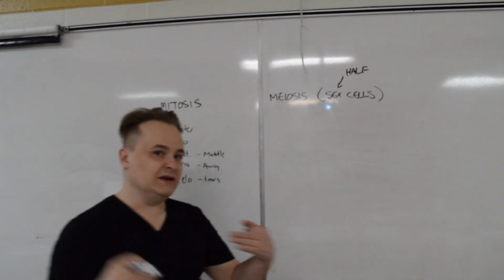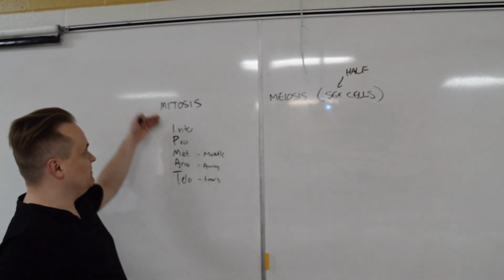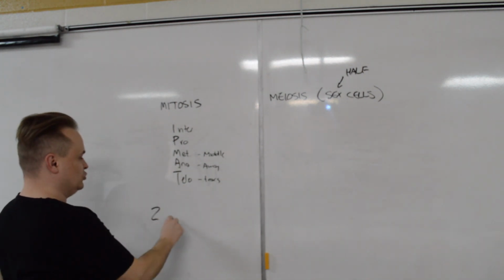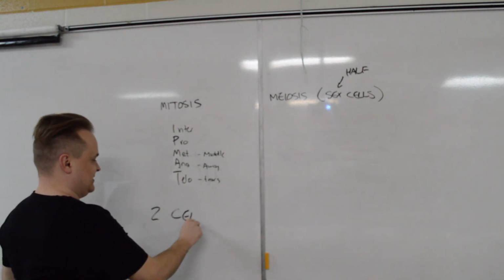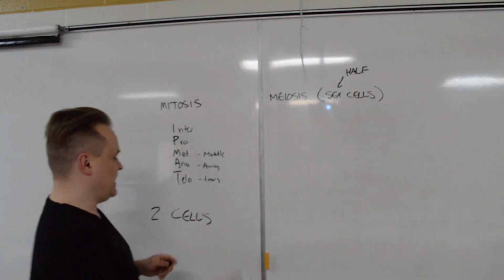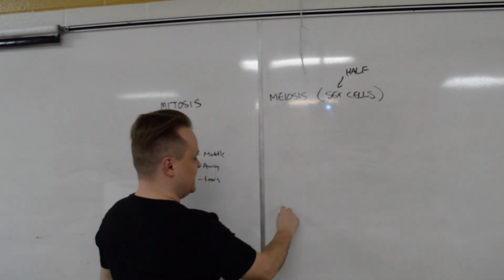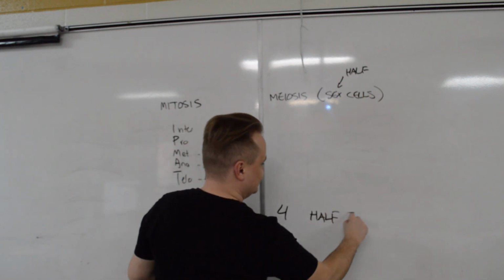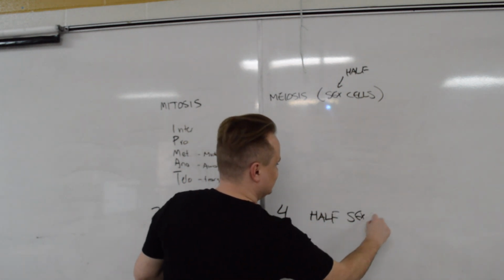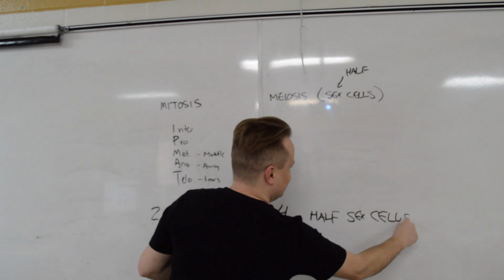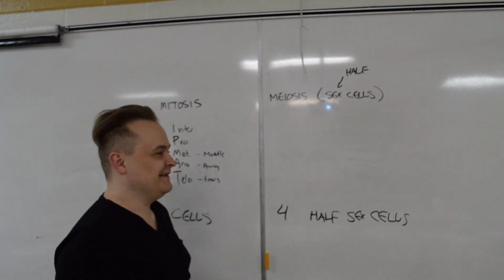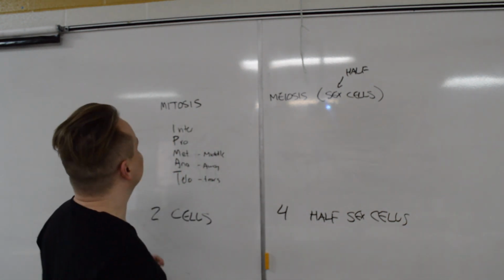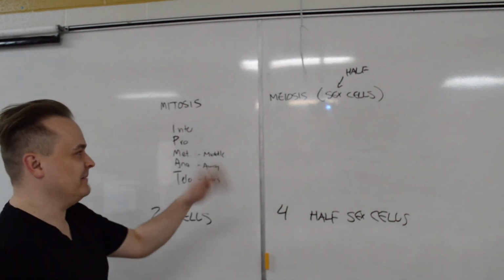So sex cells, and I would also say half. Don't worry, you don't need to write this right now. Just know that mitosis makes 2 cells, right? In the end, meiosis makes 4 half sex cells. Sex cells. Get it? Money? Never mind.